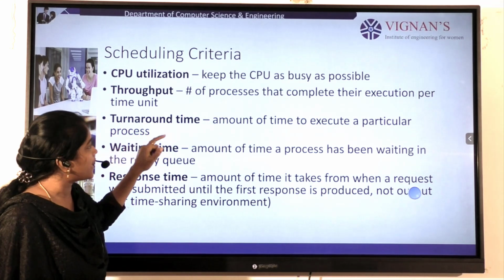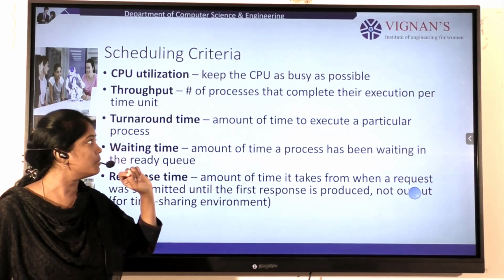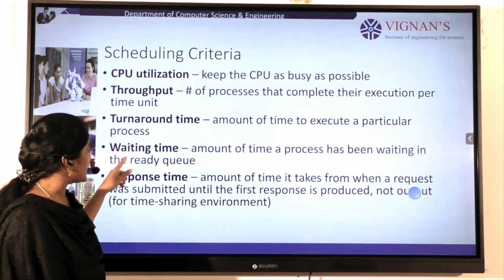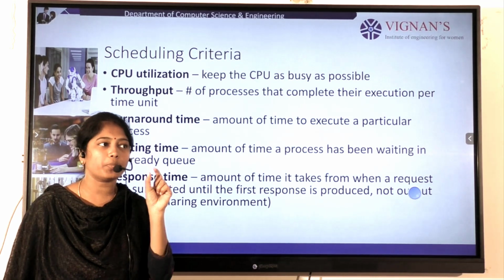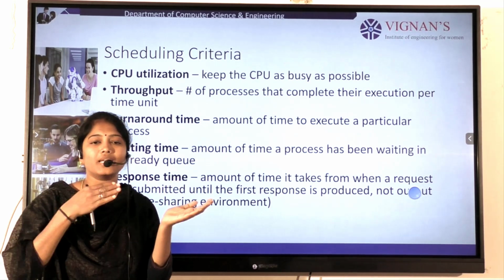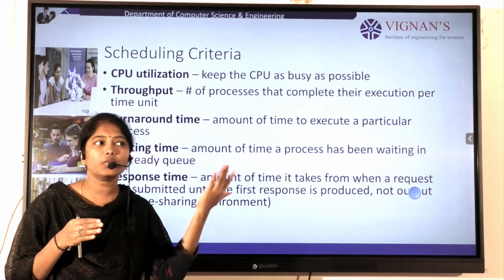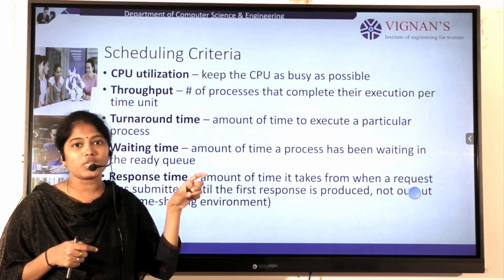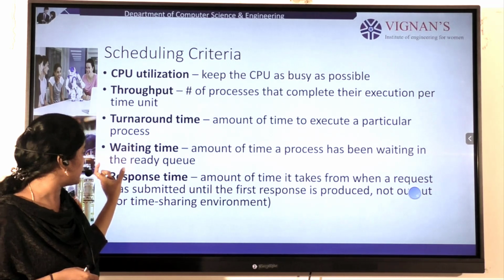Next one, turnaround time. The amount of time to execute a particular process. Turnaround time is nothing but the complete execution of a process. Next one, waiting time. Waiting time is nothing but the waiting time of a particular process. There are a number of processes, so initially one process will be executed and other processes will have to wait in ready state. So that process waiting time should be very minimum.